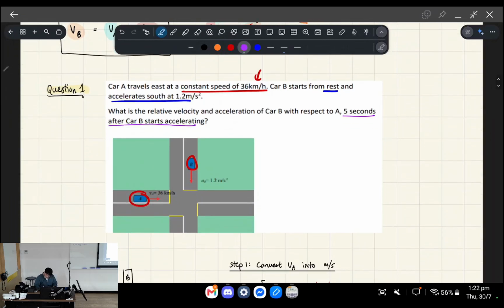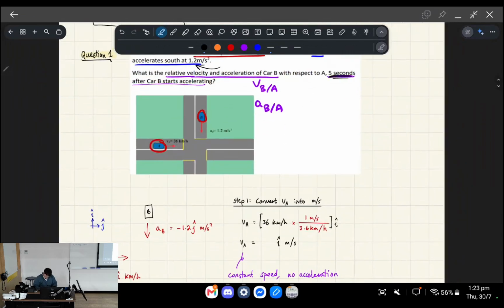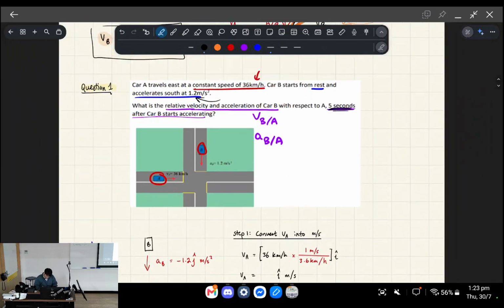And so ultimately what we're interested in is finding the relative velocity and acceleration of B, so V_B with respect to A, and a_B with respect to A. That's what we want to find, and specifically this is at time equal to 5 seconds. Why that's important is because the velocity is going to be changing based on time. It's going to slowly increase over time, and so at 5 seconds there'll be a certain velocity. This is for car B.